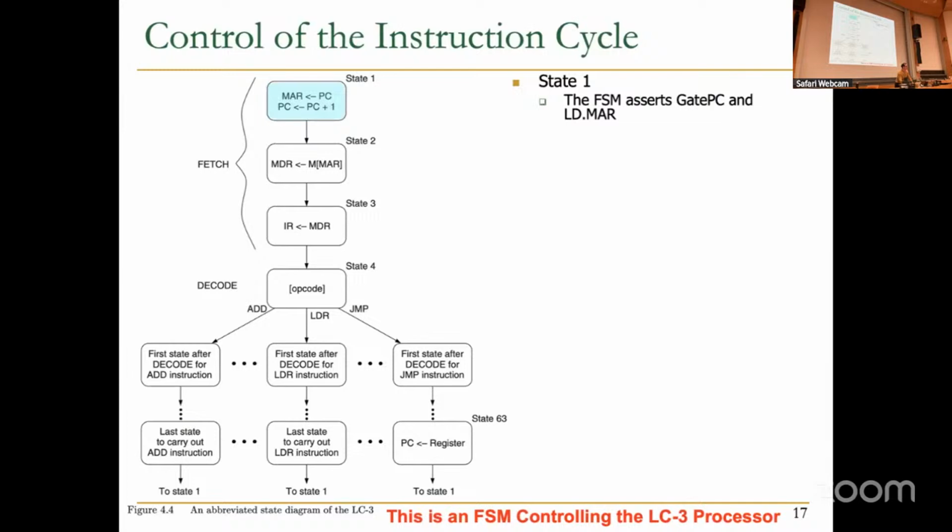Okay, so the key takeaway here is you have a finite state machine that's controlling the execution of every instruction in the machine, and every instruction goes through states 1, 2, 3. And in state 1, you have some control signals asserted. In this case, the control signals are gate PC and LDMAR, such that the program counter gets put into the memory address register. And then you also update the program counter by incrementing it by 1. This is LC3. It's word addressable. Every instruction is a single word. So you go to the next word.